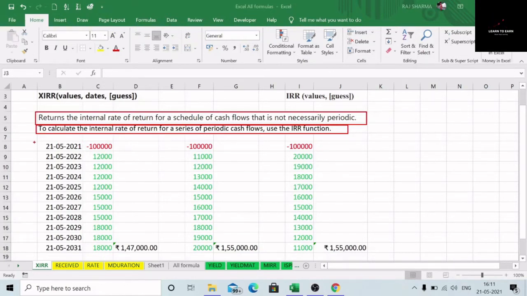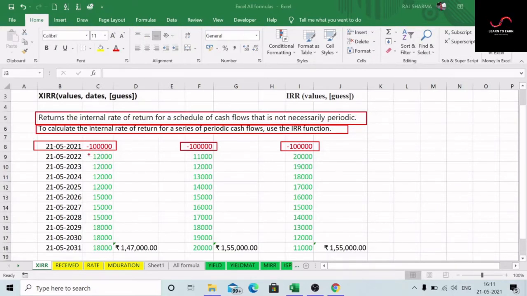Here is the example. Today, on the date of creation of this video, that is 31st May 2021, we are investing in a project and the amount of initial investment is 1 lakh. We have three options. We can choose from project 1, project 2 and project 3 to find out which project is going to be more beneficial to us, which is going to fetch us more return. So these are the three projects.